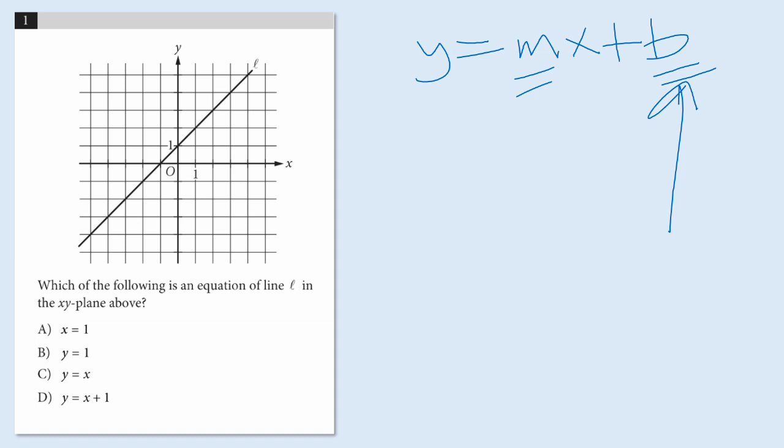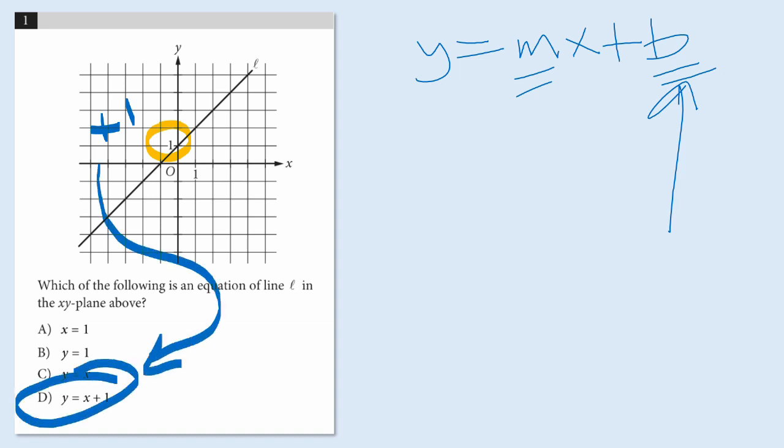So in this problem, we have a graph. So if you use that principle and focus especially on the y-intercept, you'll see that the y-intercept is +1. And lo and behold, you'll see that there's only one answer choice that has the y-intercept of +1. So you immediately know that the answer is D.